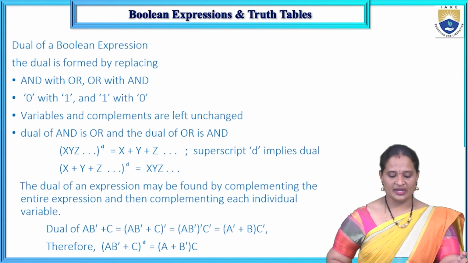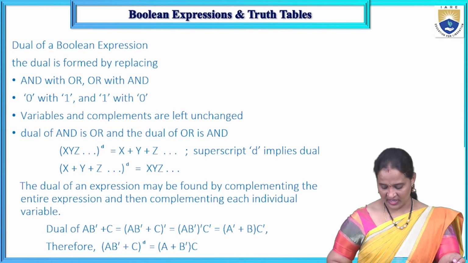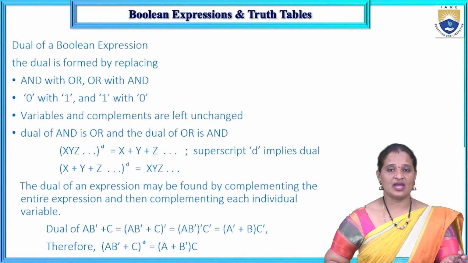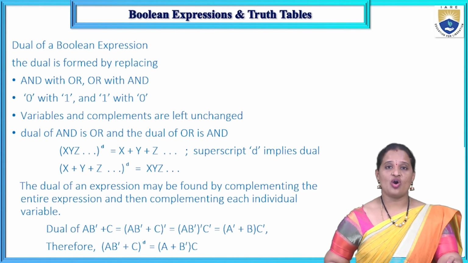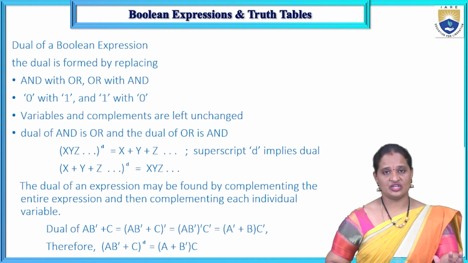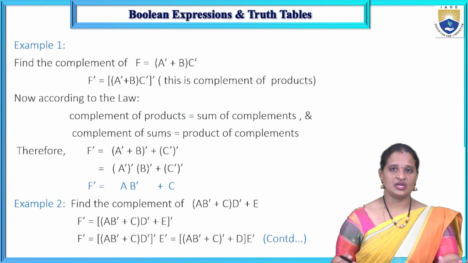Now the dual of a Boolean expression, which we have already seen. How can we find the dual of a Boolean expression? Simply by changing the AND operator to OR operator and the OR operator to AND operator. No variable is complemented, but the values of zeros and ones are complemented, that means zeros are changed to ones and ones are changed to zeros.